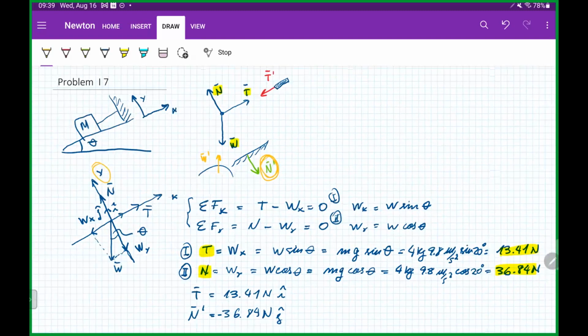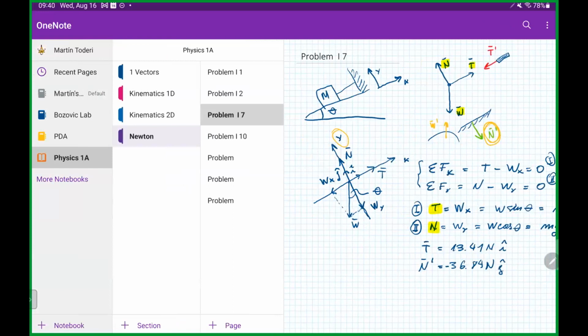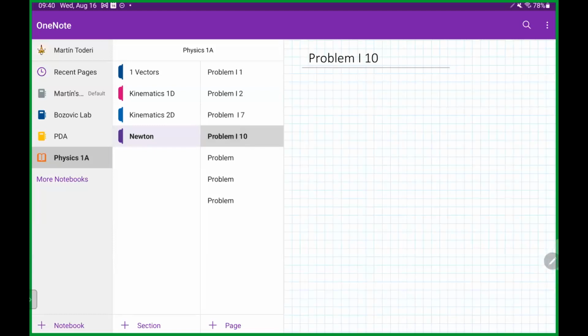Okay, so is there any other question about this problem? I think we covered it. We covered all the aspects. And if there is not another question, let me move to another problem, which is problem I-10, section I, problem 10.